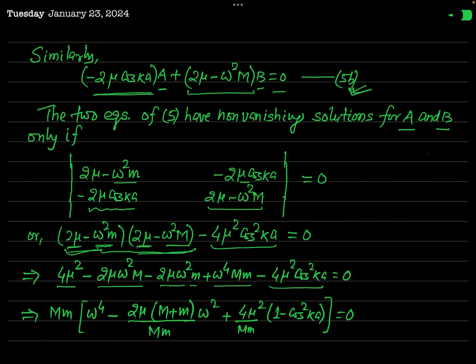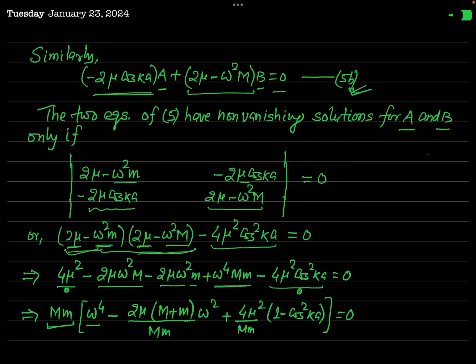Okay. Now the first term, see it here, and the last term both contain mu square factor. Both contain mu square factor. So these two terms will be combined. Okay. And I have also taken this product M times m as a common factor. Okay. Then you can see here there is omega 4 times Mm. When you take this Mm as common factor, here will be omega 4.